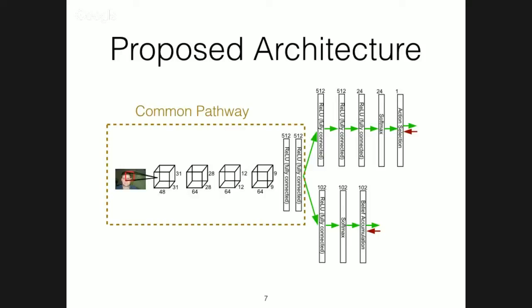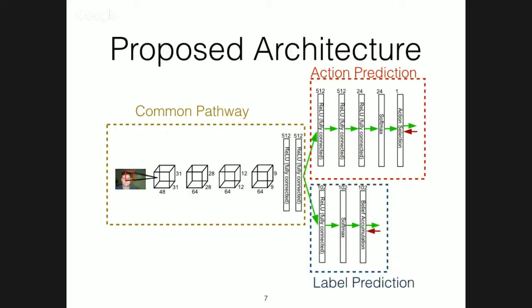Yes. So there's a common pathway that is common between the 2 goals of the network. There's an action prediction pathway, and then there's a label prediction. The label prediction is just for the current image. So there's an image and there's a label, and I can train it. For the action prediction, it is trained by Q-learning. The red arrow here shows the places where the target is fed to the network.